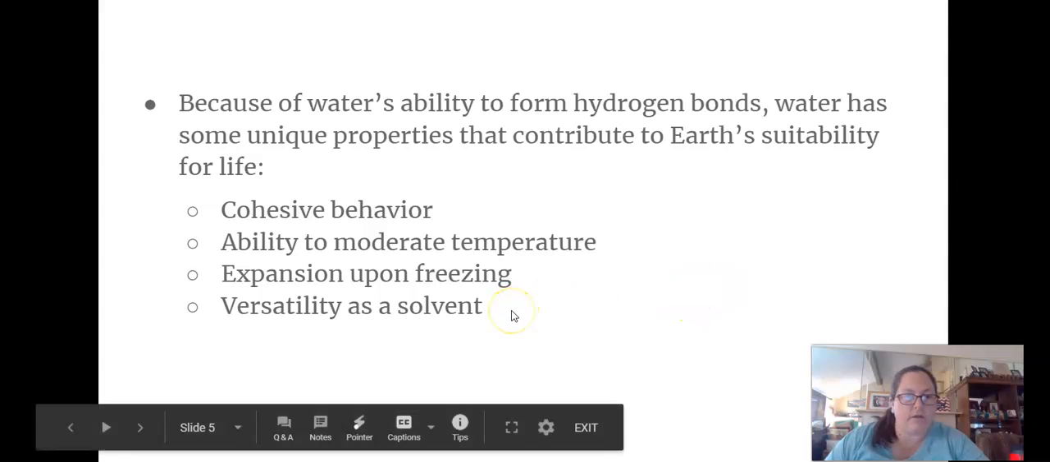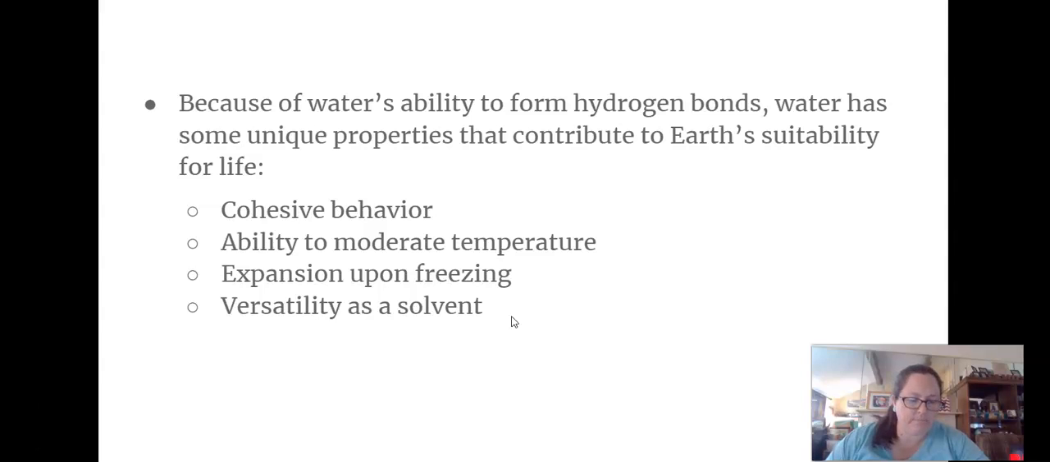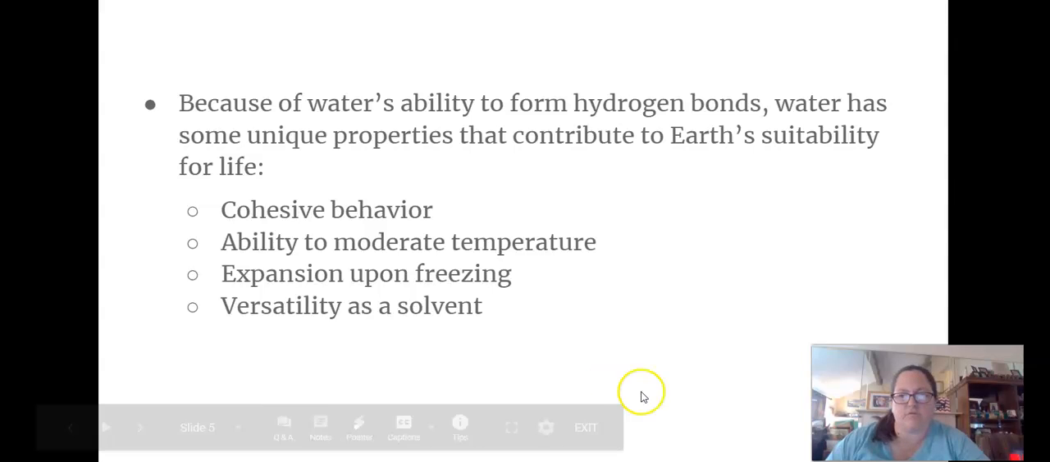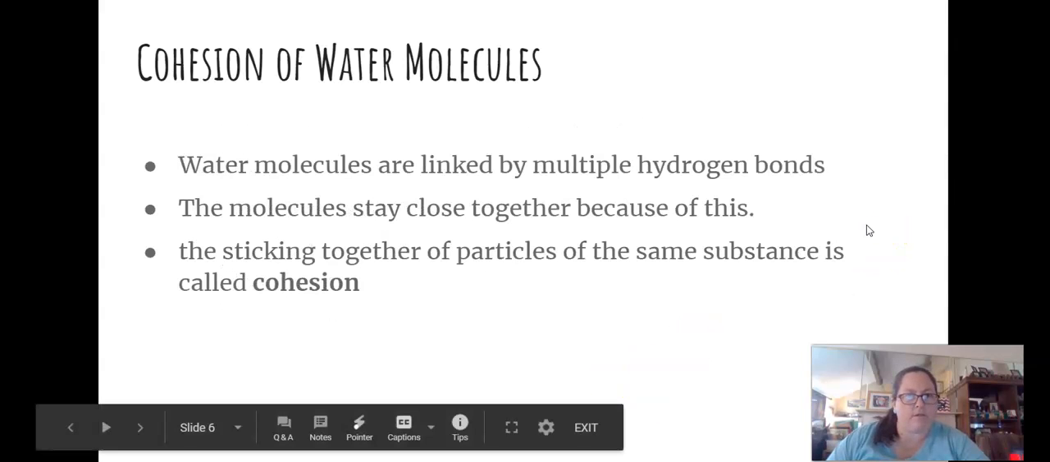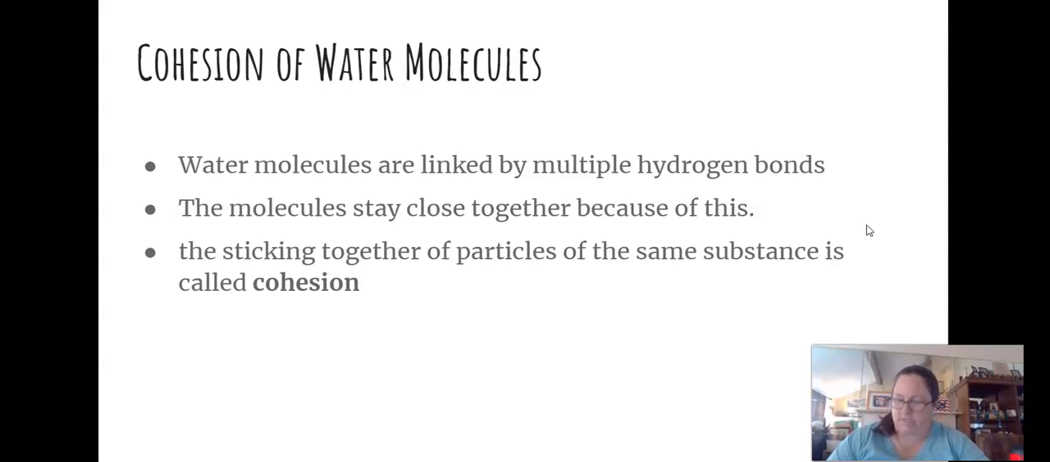And then water is a versatile solvent. It's sometimes called the universal solvent. It doesn't dissolve everything, but it dissolves a lot of polar molecules and like ionic molecules and charged particles. Alright, so cohesion of water molecules. Co means together. And so this is water molecules sticking together to other water molecules. And this results in something that's called water's high surface tension.